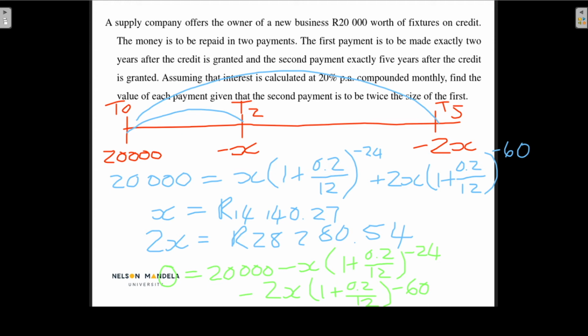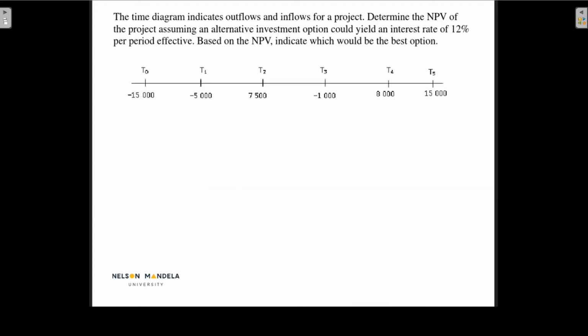If you look at number 7, the time diagram indicates outflows and inflows for a project. Determine the net present value of the project, assuming an alternative investment option could yield an interest rate of 12% per period effective. And then based on the net present value, indicate which would be the best option.